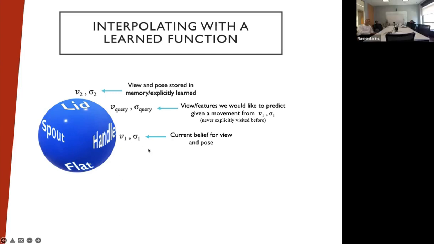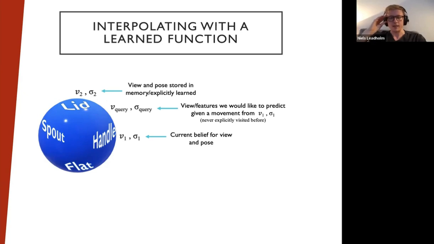And so, for example, in this case, this is where we currently believe we are based on our history of inputs. And we also have in memory this representation of the lid at this pose. And so the question is, how can we use this information together to make a guess about what the view is going to be?